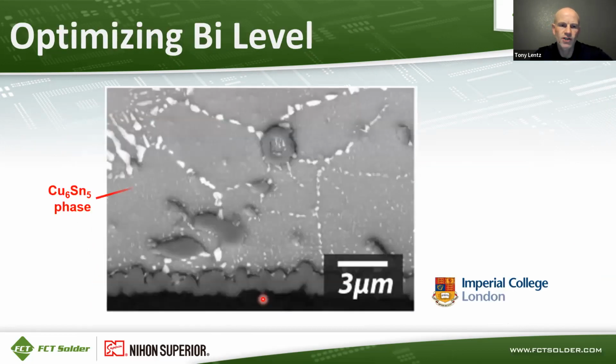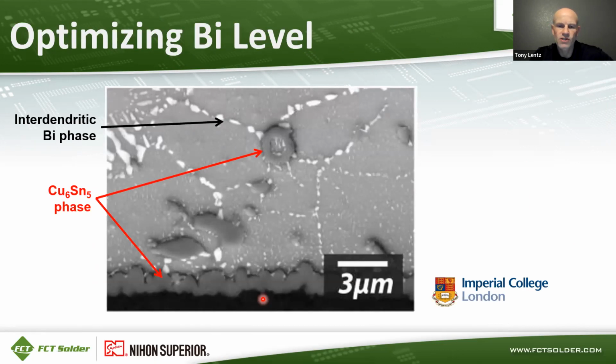Here's another cross section showing Cu6Sn5 intermetallic phases. And then there's also interdendritic bismuth phases. So this is a cross section of solder that has bismuth exceeding the solubility limit in the tin matrix.